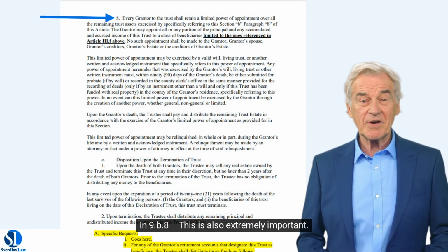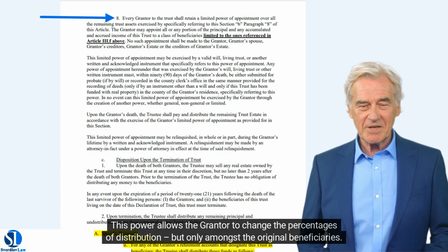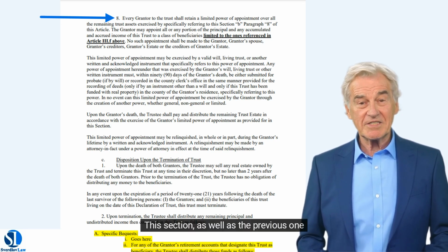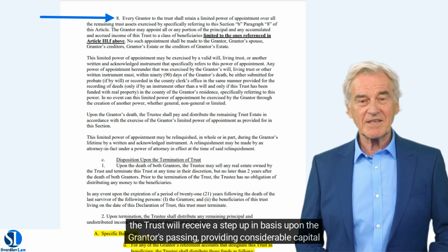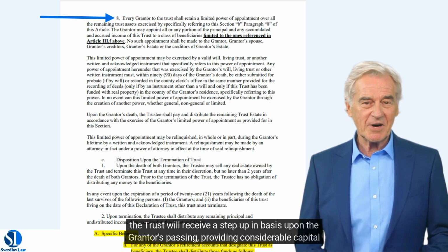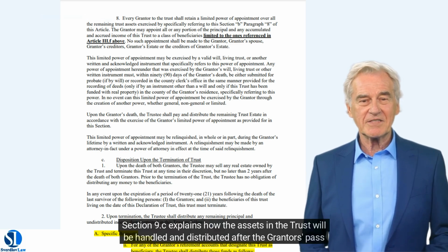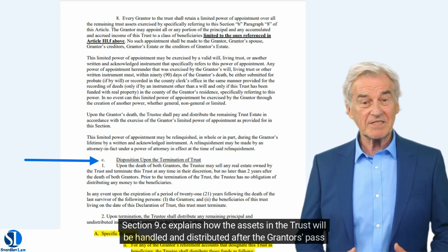In 9.b.8, this is also extremely important. This power allows the grantor to change the percentages of distribution, but only amongst the original beneficiaries. This section, as well as the previous one, A. allow the grantors to retain some continued control over their assets, and B. ensure that the assets in the trust will receive a step-up in basis upon the grantor's passing, providing considerable capital gains tax savings. Section 9.c explains how the assets in the trust will be handled and distributed after the grantors pass away.